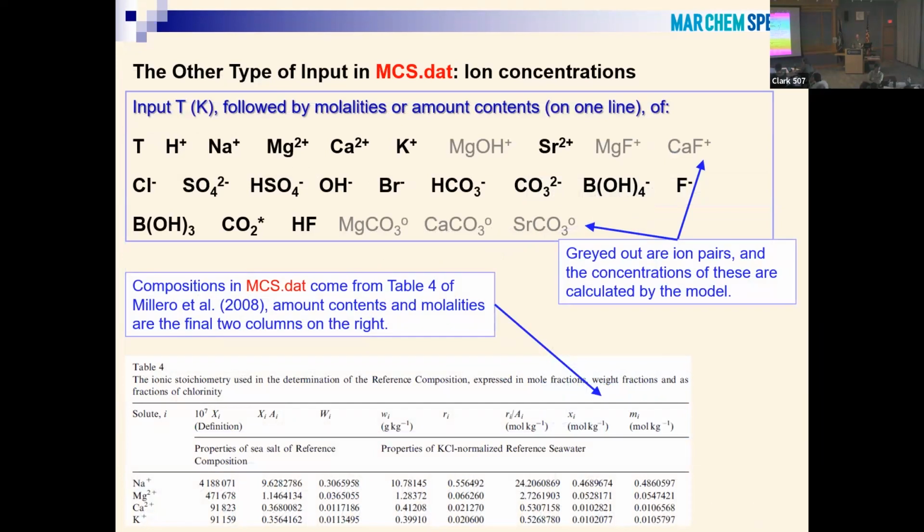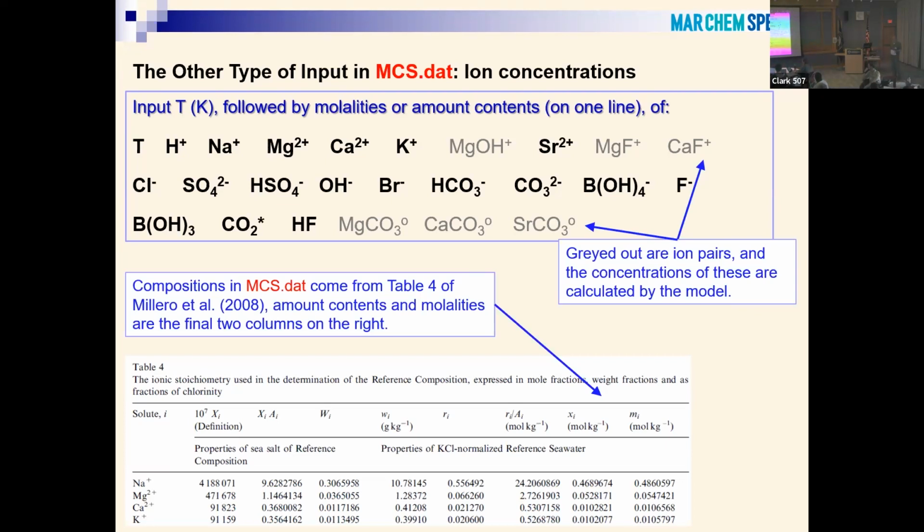So this is the order in which the ions have to be put in. And here we have, this would be all on one line, temperature, hydrogen, sodium, the cations and so on, then all the anions, and then all the uncharged species. And the grayed out species are ion pairs, which are calculated outputs of the model. For input, you just set them to 0.